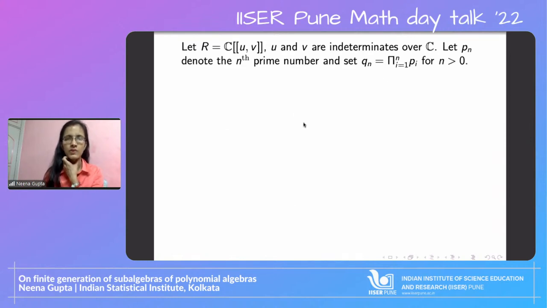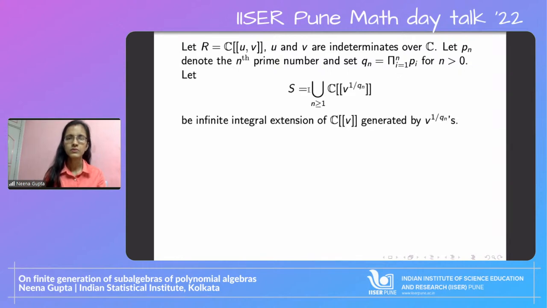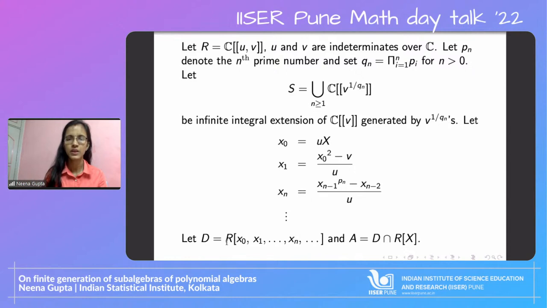Here is another similar example with a little bit of a twist. Here U and V are indeterminates and p_n denotes the nth prime number. Let q_n be the product of the p_i. Let S be the union, basically the direct limit, of all these discrete valuation rings C[[V^{1/q_n}]]. So it's an infinite integral extension of the ring C[[V]], generated by the q_nth roots of V. If I consider these elements and this auxiliary ring D, and let A be the ring D intersected with R[[X]], then A is not a Noetherian ring, but it is a Krull subring of R[[X]].